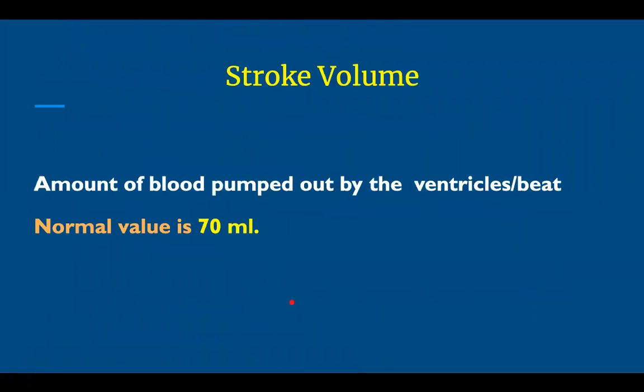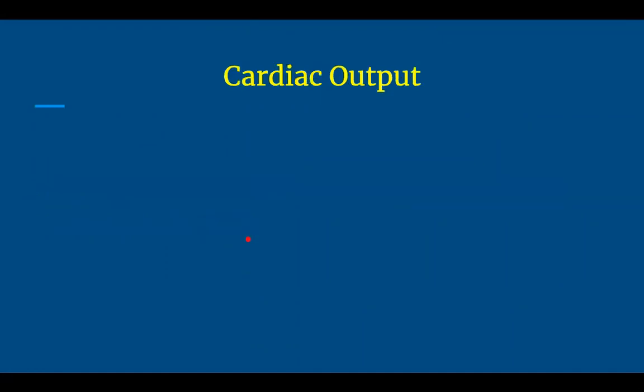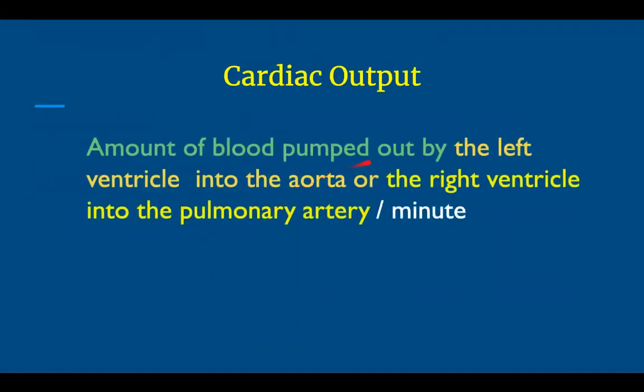So what is stroke volume? Stroke volume is the amount of blood pumped out by the ventricles per beat. So whatever the ventricles pump per beat, that is the stroke volume. So it is 70 ml per beat. And what is cardiac output then? Cardiac output is the amount of blood pumped by the left ventricle into the aorta or the right ventricle into the pulmonary artery per minute.